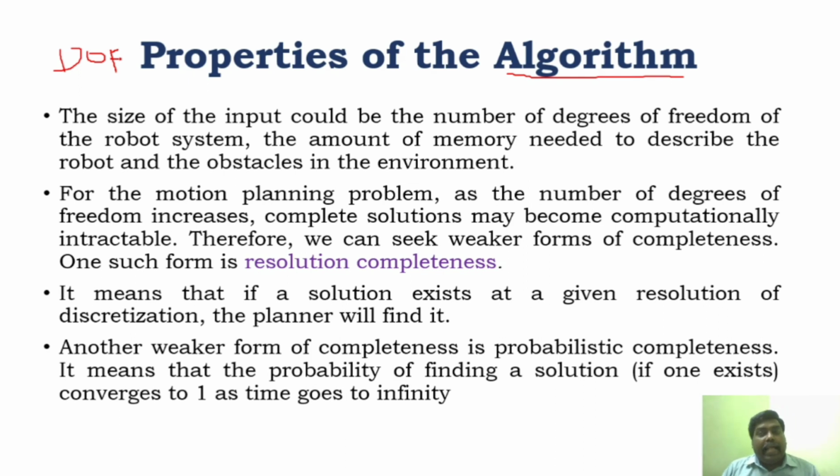Okay, in that weakness there are two types. One is resolution completeness, right? Resolution complete in the sense the planner can give a solution only at one particular resolution. In one particular configuration, at one particular resolution, it can give a solution. That is called resolution completeness.